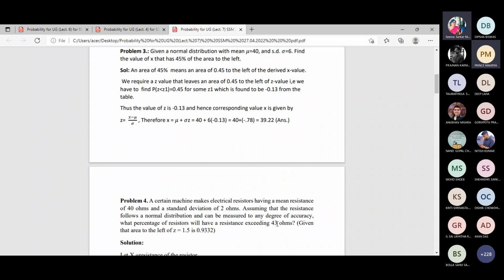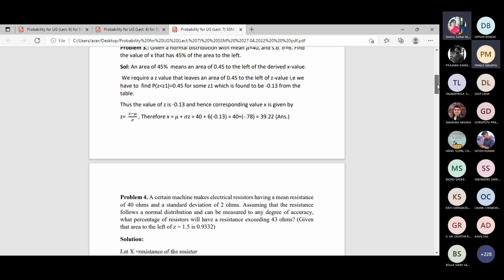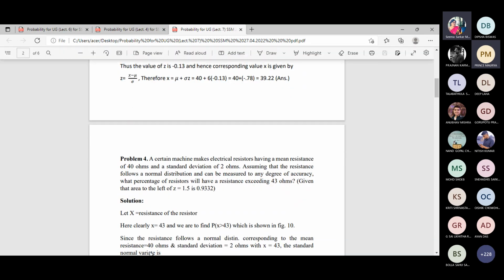Okay. So your X1 is 43. You can transform this in terms of Z value, because the tabular values are always given in terms of Z, as you know. So we have done that. X is the resistance of the resistor. Here X is equal to 43. You have to find the probability that X, which should be capital X, the random variable, will be greater than 43.